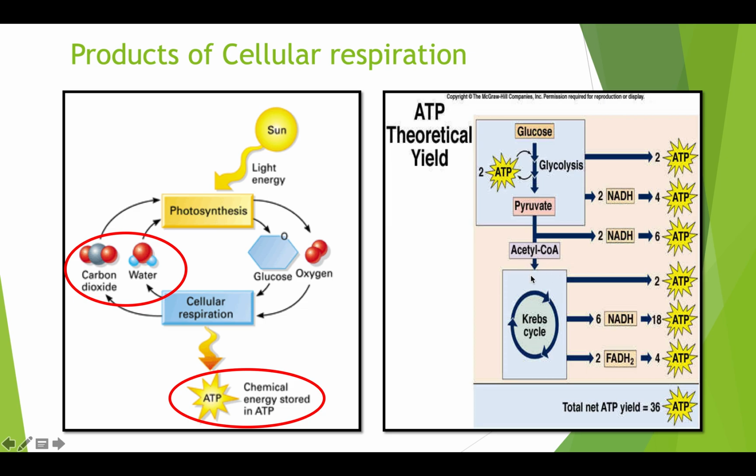Acetyl-CoA is just one other portion that we get from glycolysis. You don't need to know about that just yet. The more you get into biology and plant studies, you'll learn more about acetyl-CoA. Then from the Krebs cycle, we have 2 ATP, 6 NADH, and then also 2 FADH.